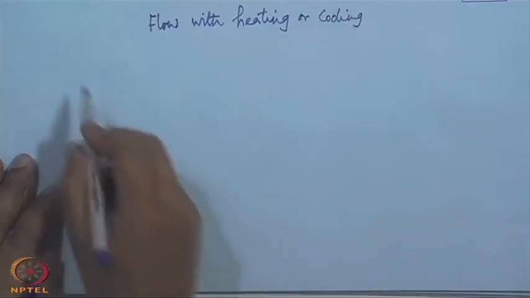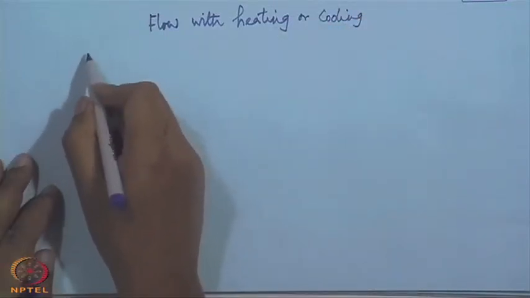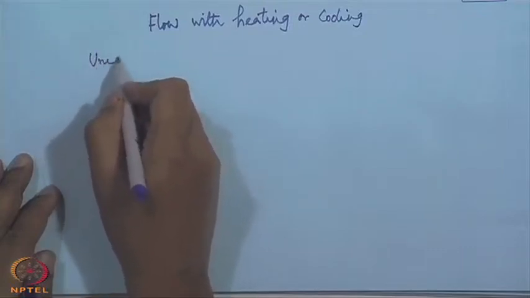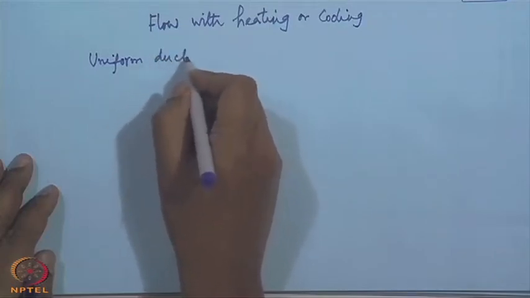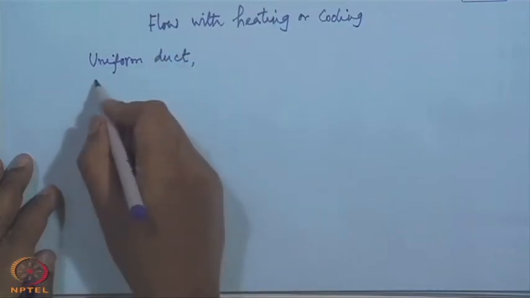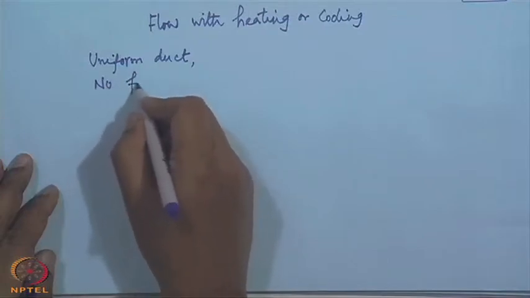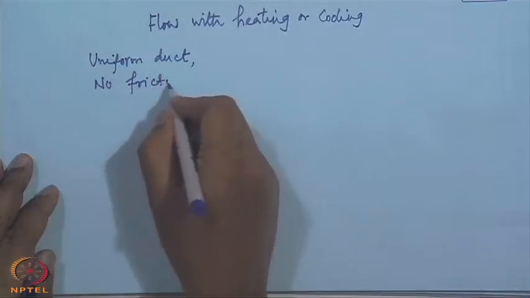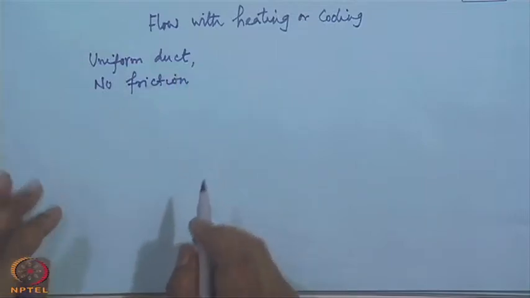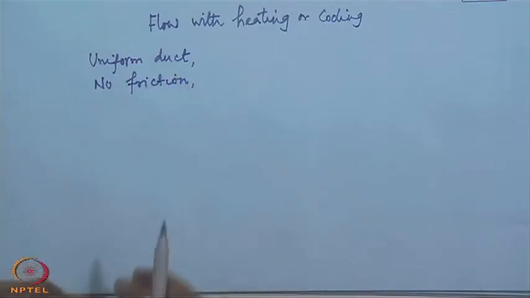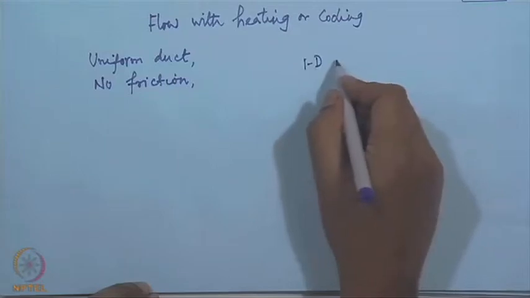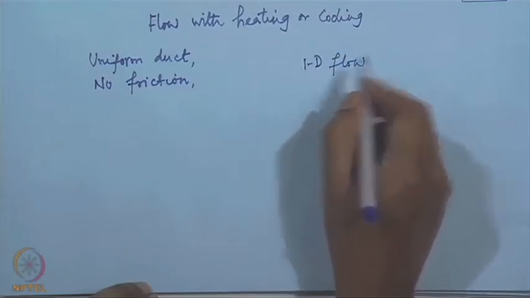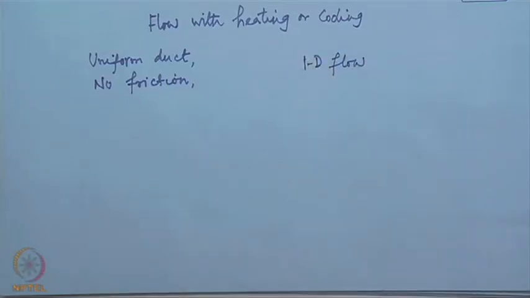and we will assume uniform duct, no friction. And of course, as before we will be using one dimensional flow, that is at any cross section we are considering only the average properties.